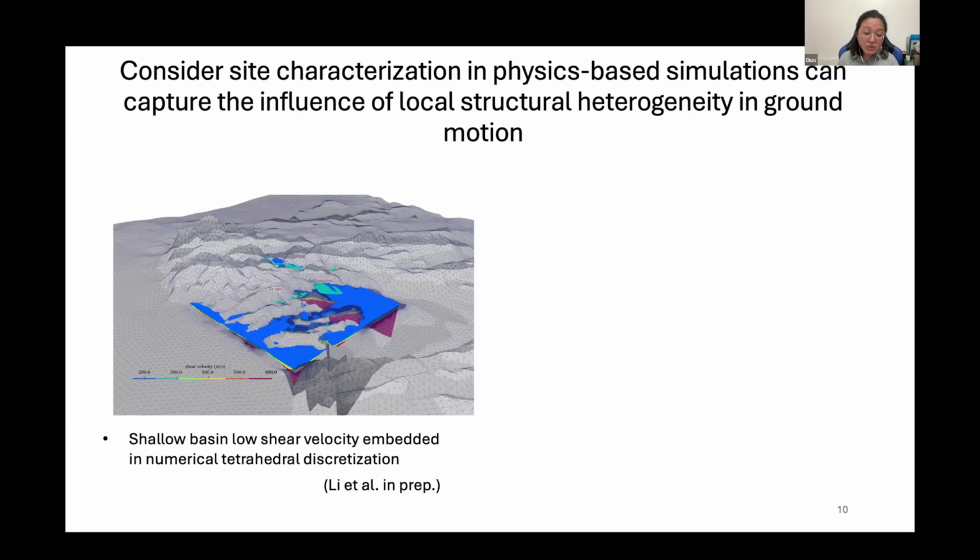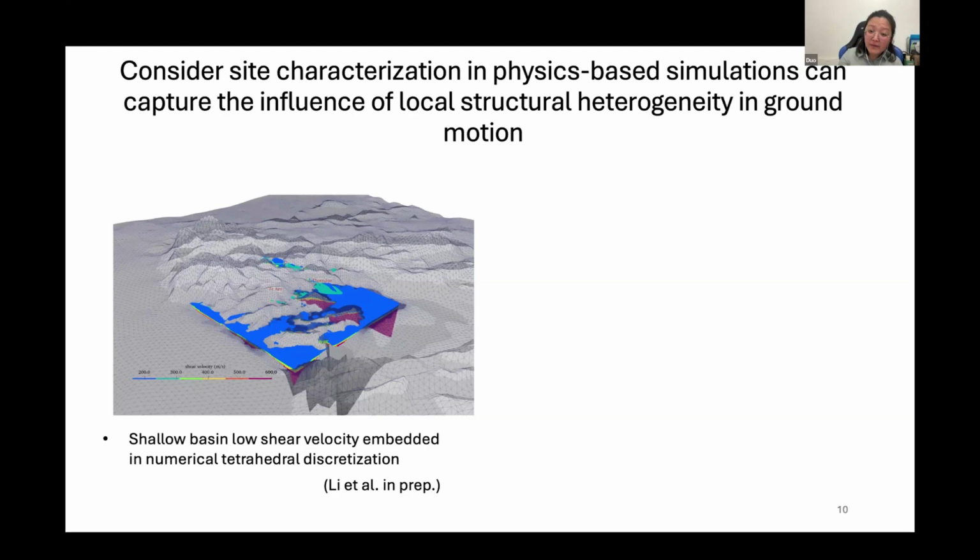So this figure shows the color representing the low shear velocity within the basin. The lowest shear velocity is about 200 meters per second, where the bottom of the basin is about 700 meters per second. And the figure shows how the basin is embedded into the numerical tetrahedral discretization. We select a few earthquakes that happened last year, the largest with magnitude 5.1, quite close to the city center of Wellington.